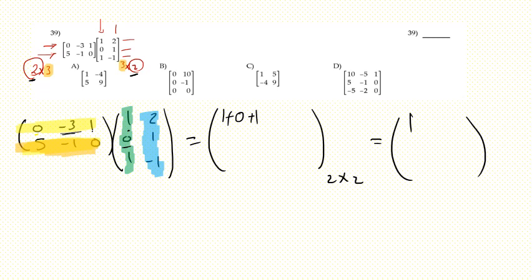Before I continue, I am sure that the answer is not D or B. Why? Because the answer is 2 by 2. How come? It could be 3 by 3 or 2 by 3.